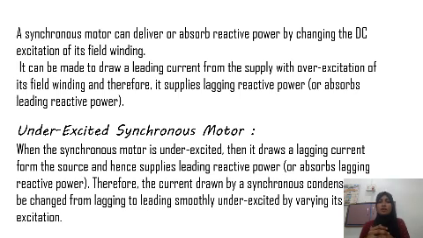A synchronous motor can deliver or absorb reactive power by changing the DC excitation of its field winding. It can be made to draw a leading current from the supply with the over excitation of its field winding, and therefore it supplies the lagging reactive power. And next one is the under excited synchronous motor.